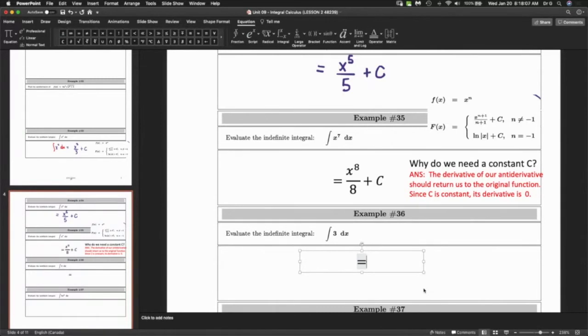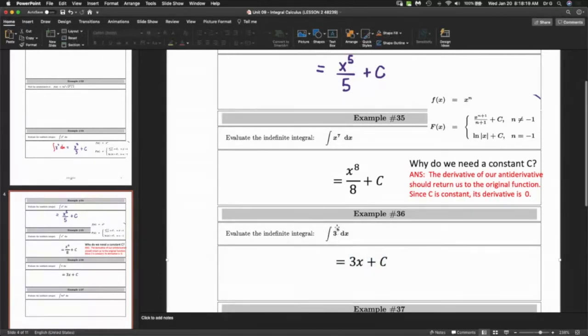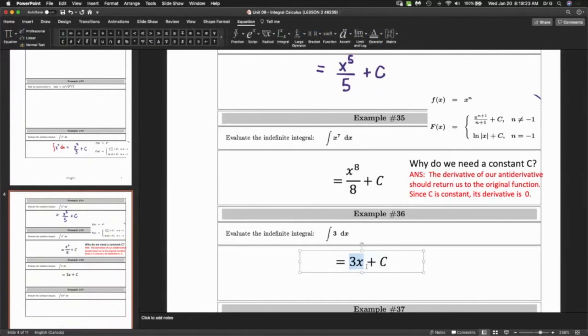What's the antiderivative of 3? Oh, look at that. We got some buyers here. I like that. Yeah, the answer is 3x plus c. Remember that whenever you have a constant, the antiderivative is that constant times x.